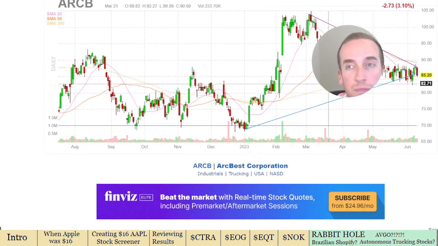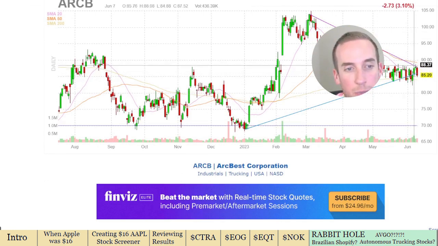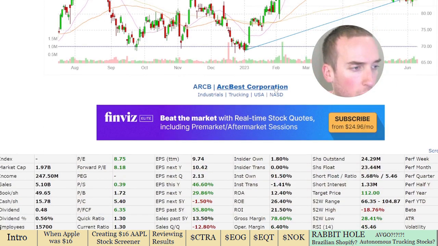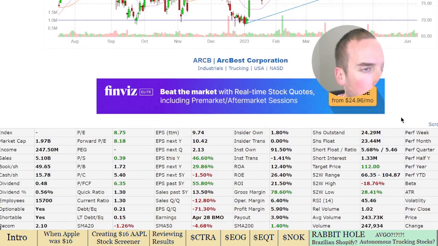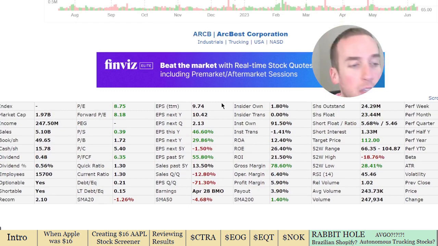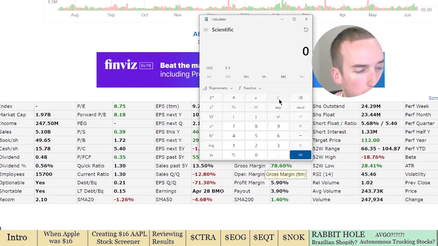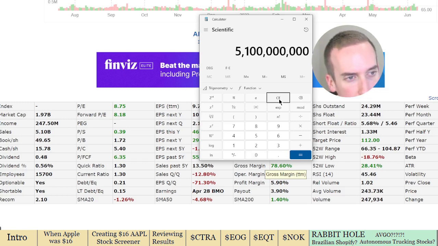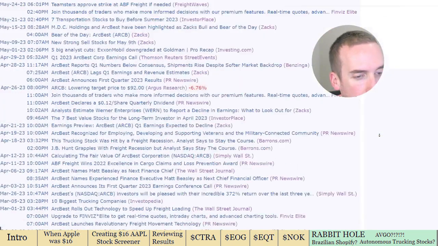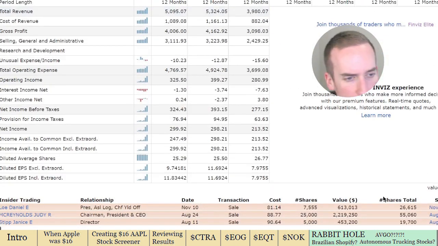Let's look at this one. You can tell it's gonna go down because it couldn't break up and it's falling through here several times. So it's trucking. I do not have anything against trucking, only against oil. So let's do some math. 5,100,000,000 in sales, great. 247,500,000 in income, and market cap is 1,970,000,000. Perfect. And let's go add cash, remove debt. This is a US company.